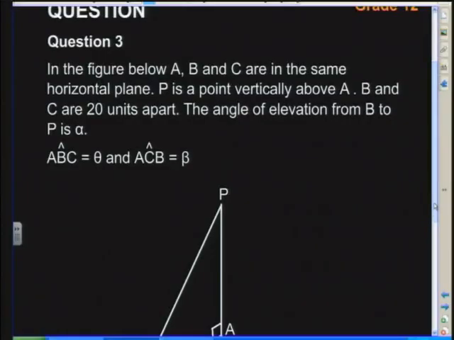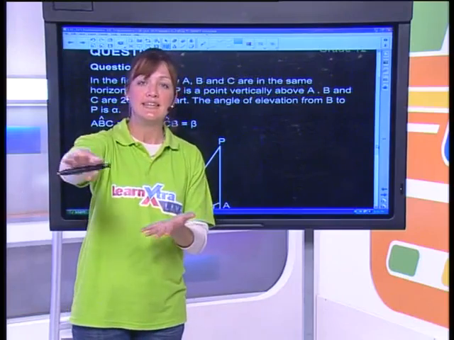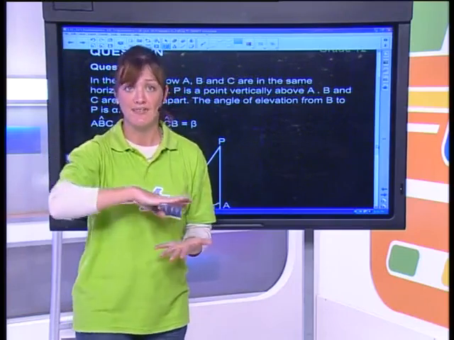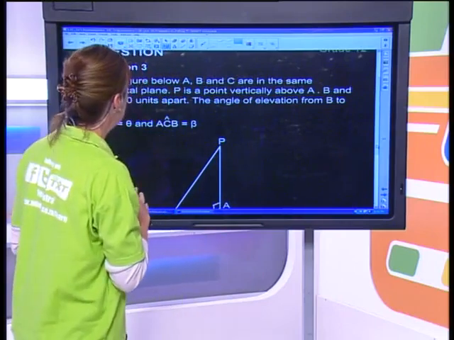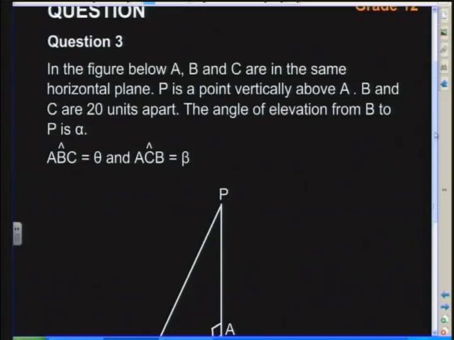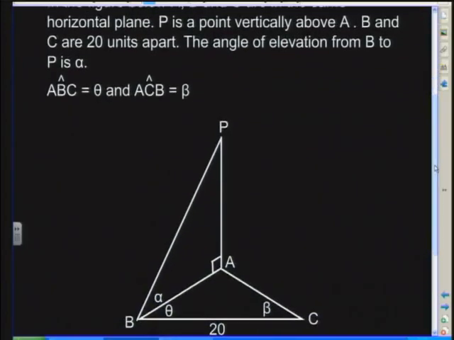Okie dokes, we've got a figure which is representing points A, B, and C, which are all in the same horizontal plane. So I hope by now you guys are understanding that that description is telling you that it's three points that are sitting on a flat surface. Point P is vertically above point A, and B and C are 20 units apart. The angle of elevation from B to P is alpha, angle ABC is theta, and finally we know that the angle ACB is beta. So we know all of that.